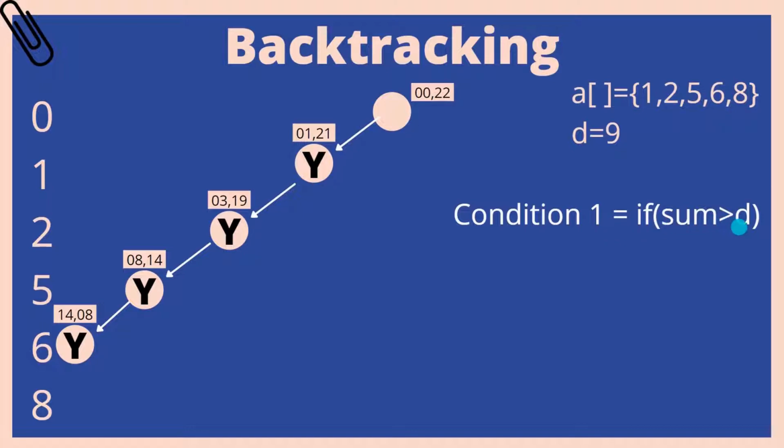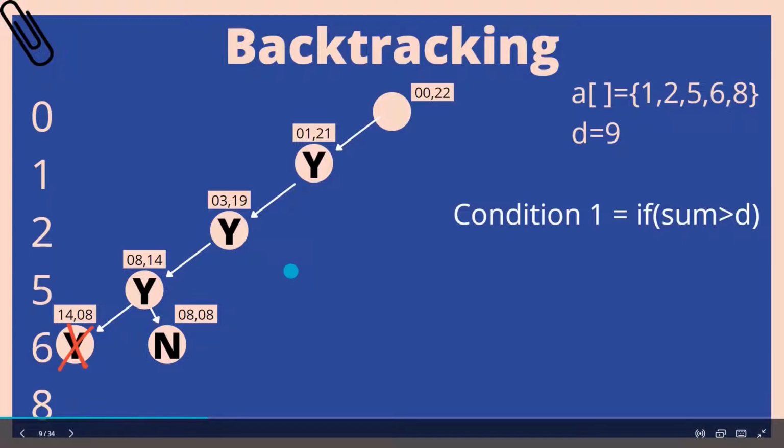So here comes our first condition: if sum is greater than d. Here sum, that is 14, is greater than d, that is 9. So as sum is greater than d, we can't include 6 if we are going through this chain. So we will not include that. What's our next option? We will exclude 6. So our sum is 8 and the remaining is 14 minus 6, that is 8.